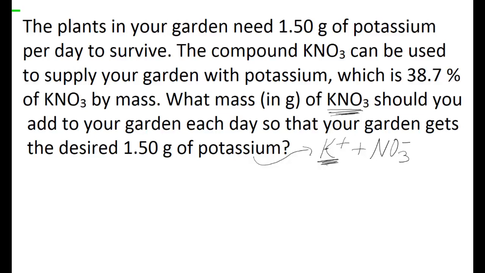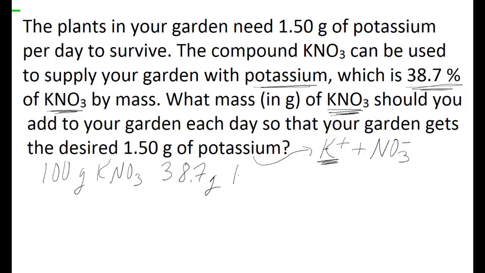So what you can do approaching this using mass percent as the conversion factor is you can think about it like this. If 38.7% of the potassium nitrate is actually potassium, then if you had 100 grams of potassium nitrate, you'd have 38.7 grams of potassium. So that's one easy way to go from percentages to masses. So there's your conversion factor right there: 100 grams of potassium nitrate for every 38.7 grams of potassium.